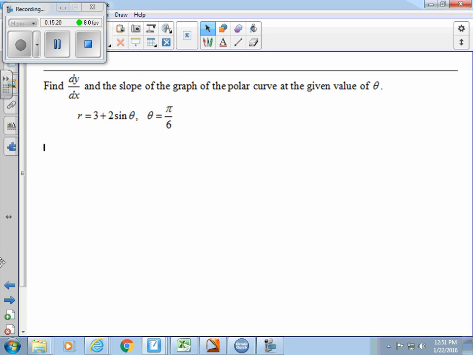So there's two things we're learning today: polar slope and the beginnings of polar area. Polar area will take us a couple of days to get the full-fledged discussion, but we'll start it today.